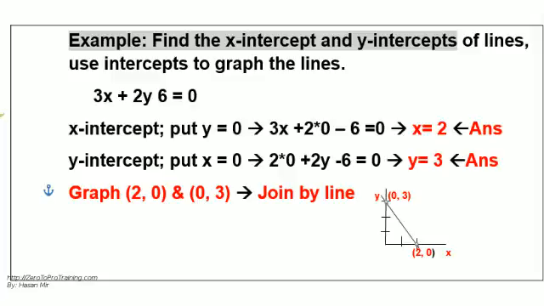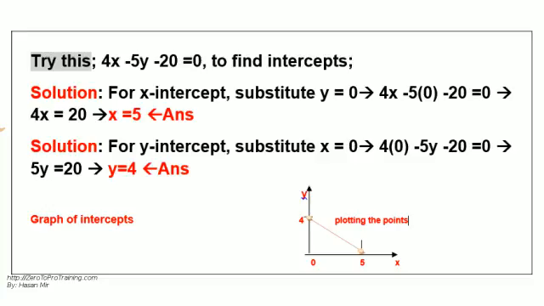3x plus 2y minus 6 equals 0 yields x-intercept x equals 2, and y-intercept y equals 3, graphing points (2, 0) and (0, 3). Try this: 4x minus 5y equals 0 to find the intercepts. For the x-intercept put y equals 0, which yields x equals 5, and for the y-intercept put x equals 0, which yields y equals 4. Points of intercept are (0, 4) and (5, 0). The graph is depicted.